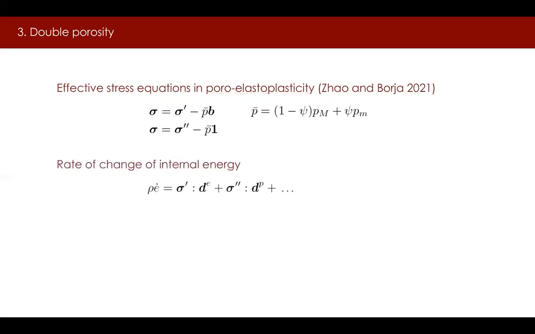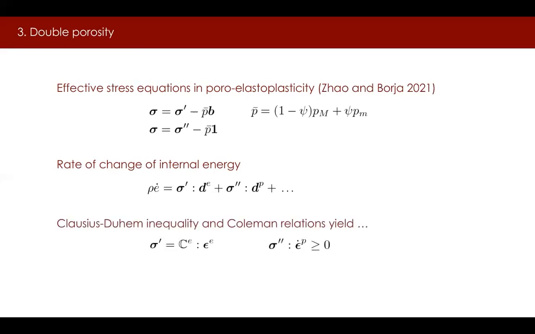The origin of these two effective stress equations is the first law of thermodynamics for a double porosity system, which states that the rate of change of internal energy consists of the mechanical power of the Biot stress tensor in elastically deforming the solid matrix, plus the mechanical power of the Terzaghi stress tensor in plastically deforming the same solid matrix, among others. In this equation, D is the rate of deformation tensor.